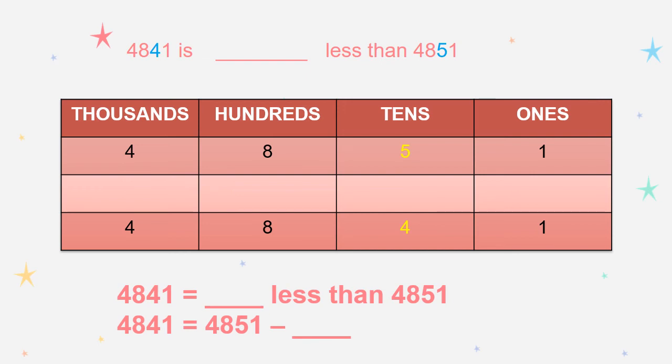You see, first we have 5 and then it becomes 4. 5 minus how many becomes 4? 5 minus 1. So that means we minus 10. So how many less than? The answer is 10. Understand?